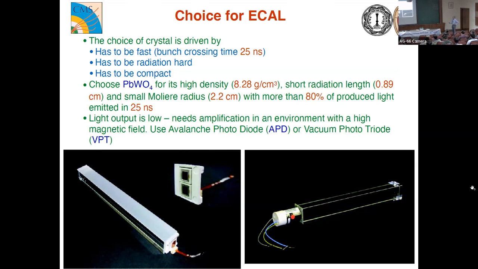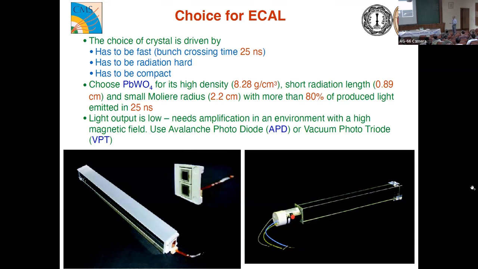So we investigated many materials before we finalized the choice of lead tungstate. It has a very high density, a short radiation length, and a small Molière radius. That means it will contain the shower within a short distance, and the showers will be narrow in size. On top of that, 80% of the produced light comes within 25 nanoseconds. So it is fast enough for a detector, and we can try to utilize it.